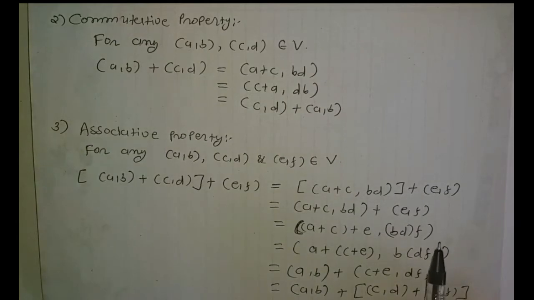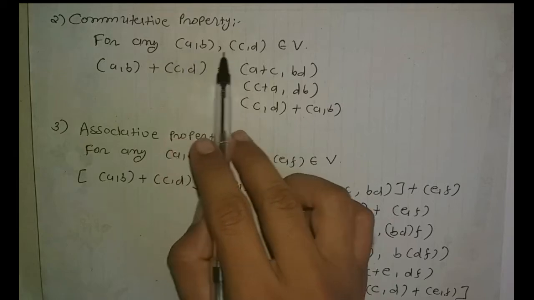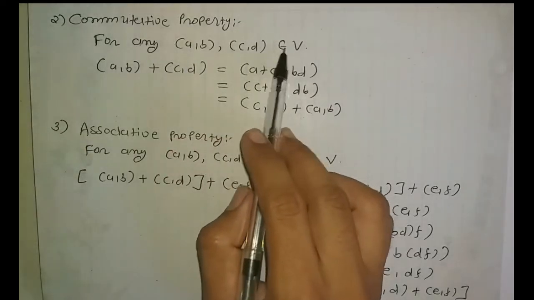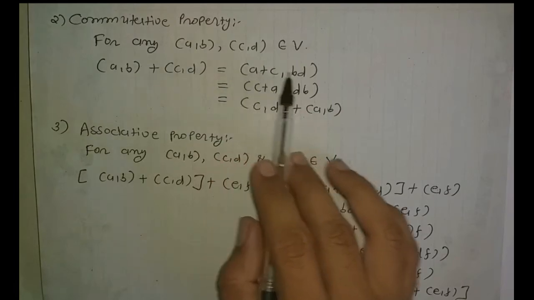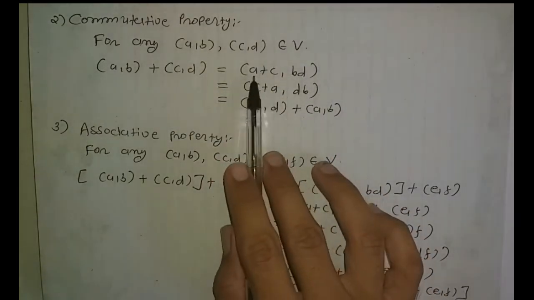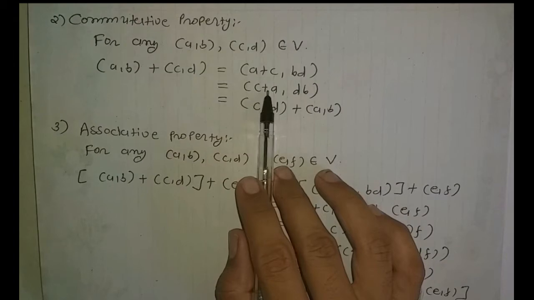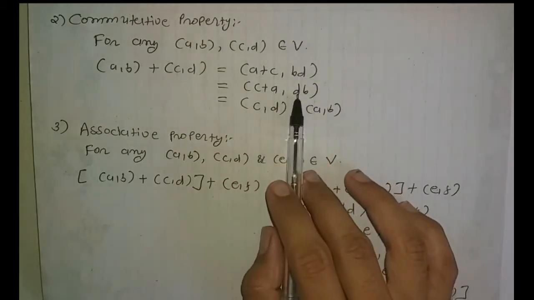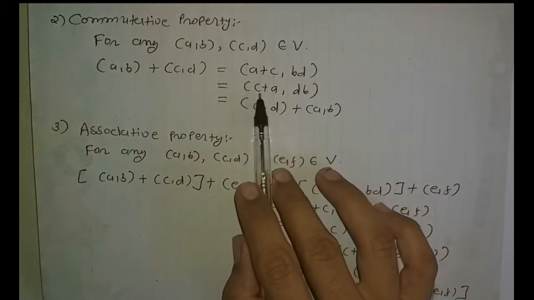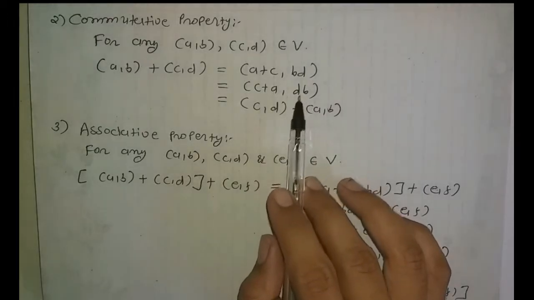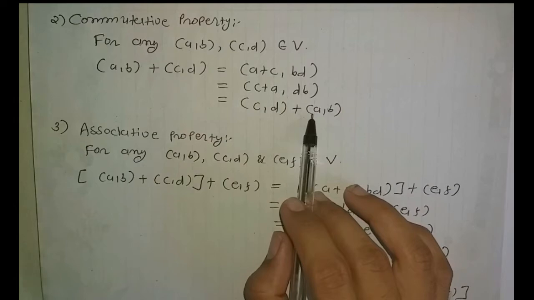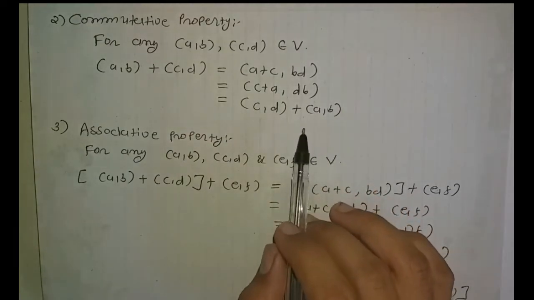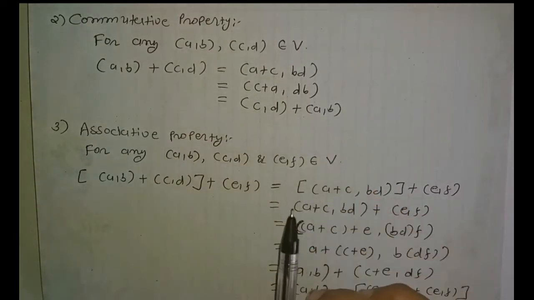Now, the second property is the commutative property. Let us consider two vectors (a, b) and (c, d) belonging to set V. Then the vector addition of these two vectors is (a plus c, bd). Now, a plus c can be written as c plus a and bd can be written as db. So, we get the vector (c plus a, db). So, this can be written as (c, d) plus vector (a, b). So, the commutative property is also satisfied.